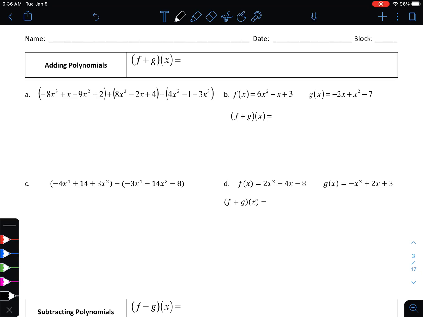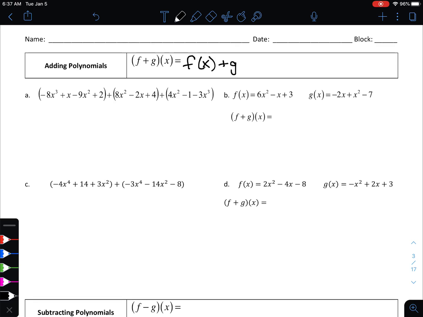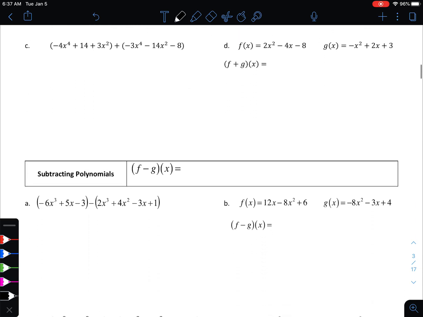Now, in adding, we can also write it using kind of a special function notation. If we wanted to do that, (f plus g)(x) is the same as taking f(x) plus g(x). In other words, you're just adding the 2 functions together. I think we actually saw this a little bit in Unit 1, but it's worth reviewing as well. So the same would be true for subtracting polynomials. If you have (f minus g)(x), that would be just taking f(x) minus g(x). So once again, you would just be subtracting your two functions.